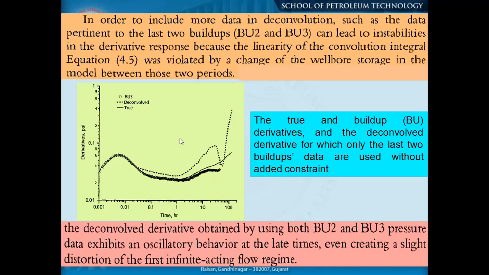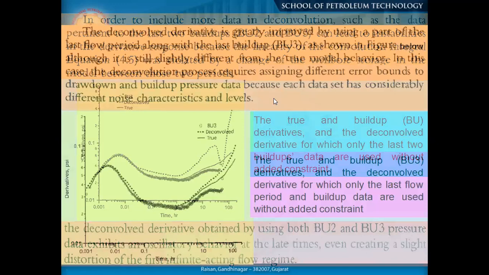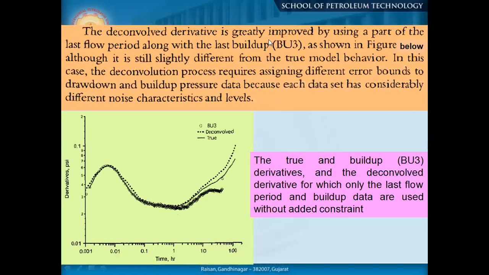That means selection of your data, the test data, is very important for proper analysis of your system. So this is what we are discussing here. If you use a subset of data for getting our deconvolved pressure analysis, the deconvolved derivative is greatly improved by using part of the data. So this is the improved deconvolution, although it is still slightly different from the true model.